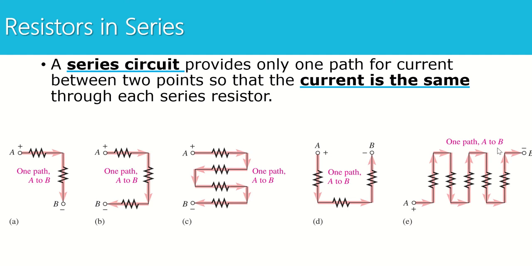The biggest mistake I see students make when looking at circuits like this is deciding whether something is in series or parallel based on how it looks and not based on how the current flows. So remember, our definition of series is solely based on current flow and the fact that a series circuit only has one path for current to flow.